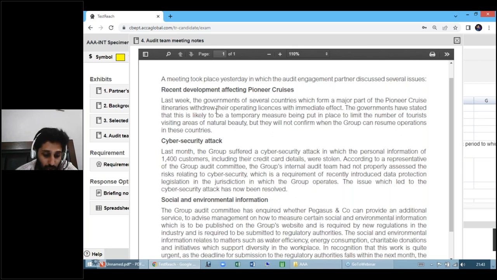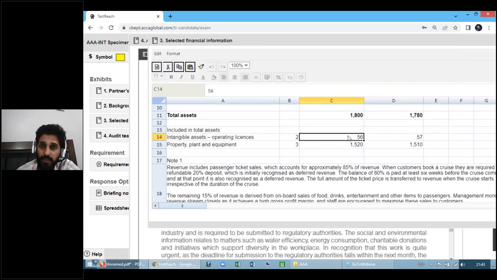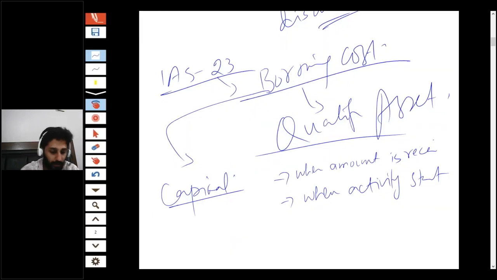several countries withdrew their licenses with immediate effect. It is that brand which was operating, and the cost was 56 million. This was the cost, 56 million. It was recorded as an intangible asset. It is being amortized. Now, when the government withdraws, this is an external indicator of impairment. Yes, very good.